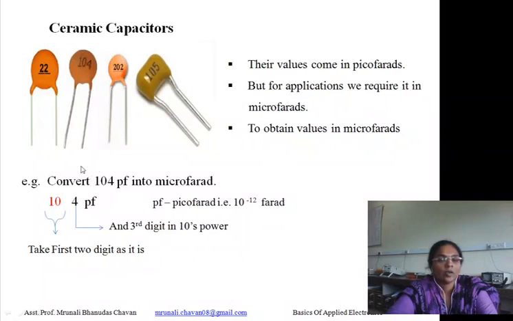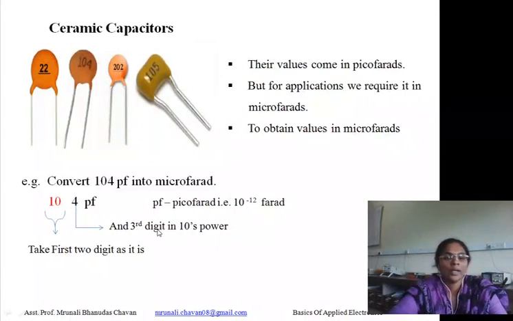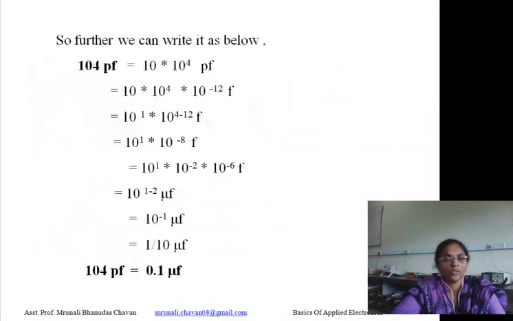जर आपल्याला अशी व्हॅल्यू दिली असेल तर आपल्याला पहिले 2 डिजिट जे आहेत ते ॲज इट इज घ्यायचे आणि जो तिसरा नंबर आहे तो तिसरा नंबर आपल्याला रेस टू 10 घ्यायचा आहे आणि मग त्याच्यानुसार आपण पुढे कॅल्क्युलेशन करणार आहोत. सो फर्दर वी कॅन राईट हिअर ॲज 104.